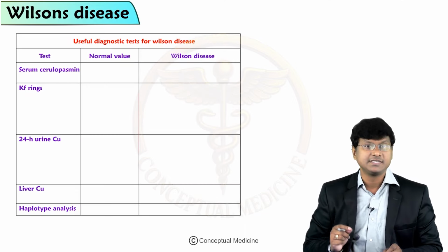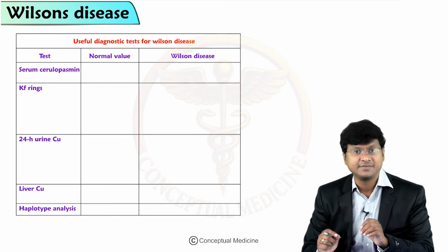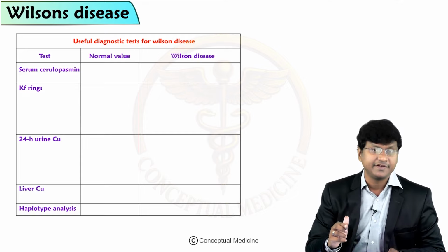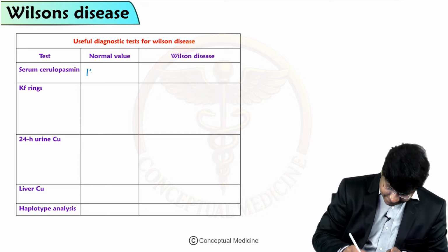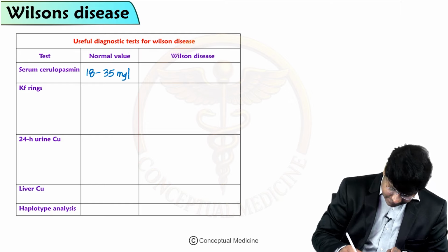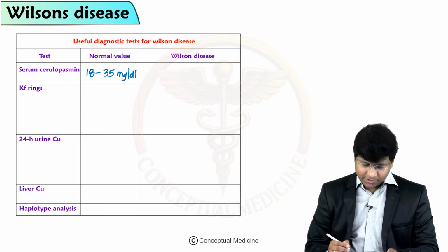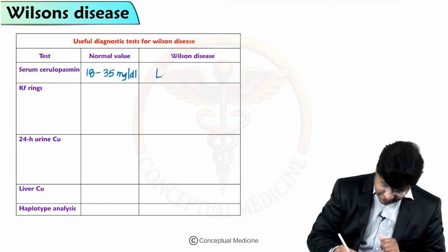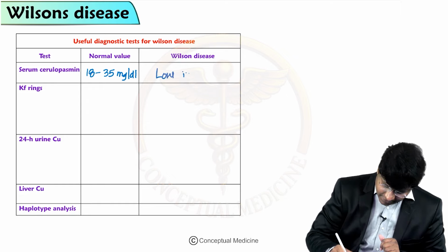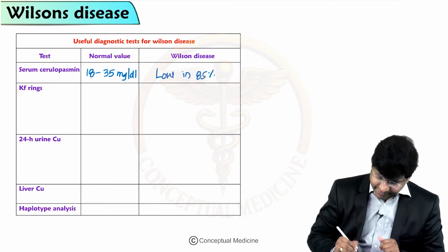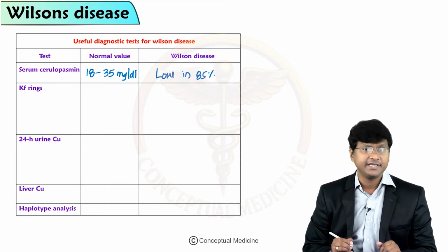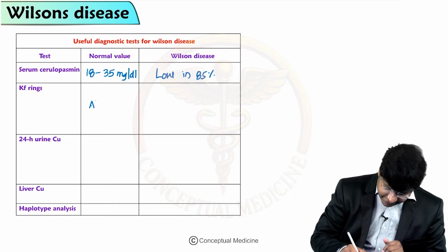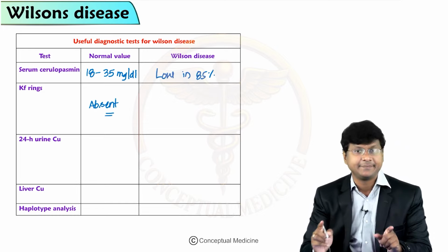So you take the normal serum ceruloplasmin levels. Normal serum ceruloplasmin levels is 18 to 35 milligrams per deciliter. Right, 18 to 35 milligrams per deciliter. And in Wilson's, what will happen? Right, it is low in almost 85% of patients. And you take the KF ring. Normally the KF ring is absent, right, normally the KF ring is absent.